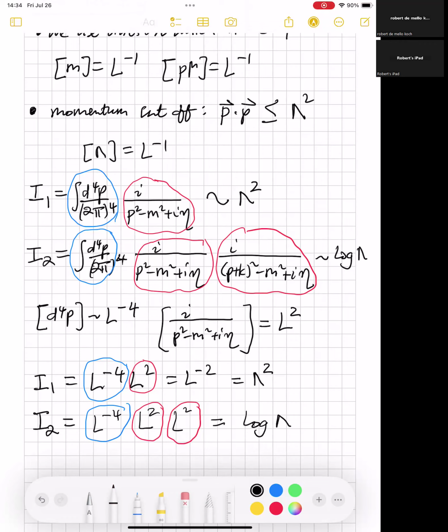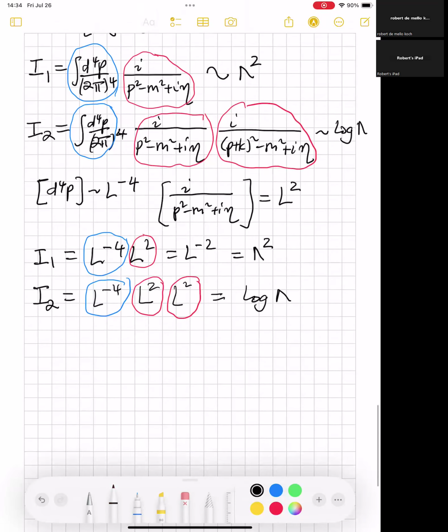If you got an integral I whose dimensions were length to the minus n, then you would say that I_n is proportional to Λ^n, okay? So what I'm telling you is you can estimate the divergence of any integral.